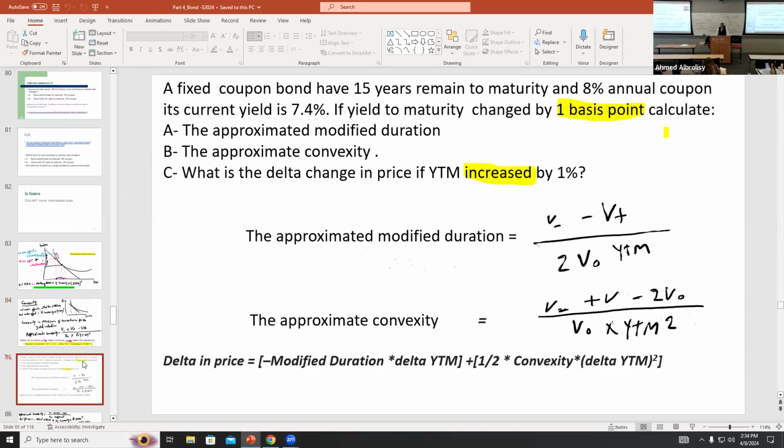Here's a question, and let's do some practice on this question. So assume a fixed coupon bond with 15 years remaining to maturity, and it's 8% annual coupon rate.